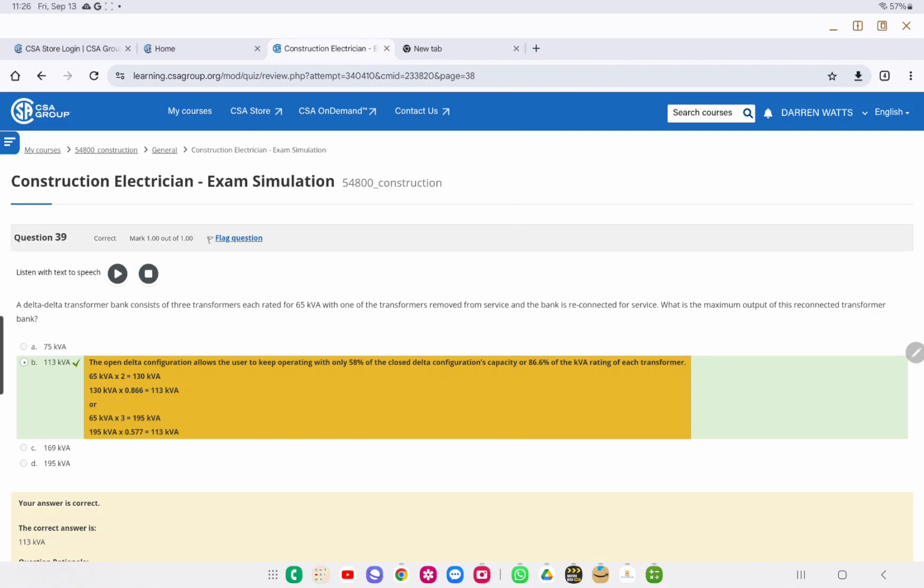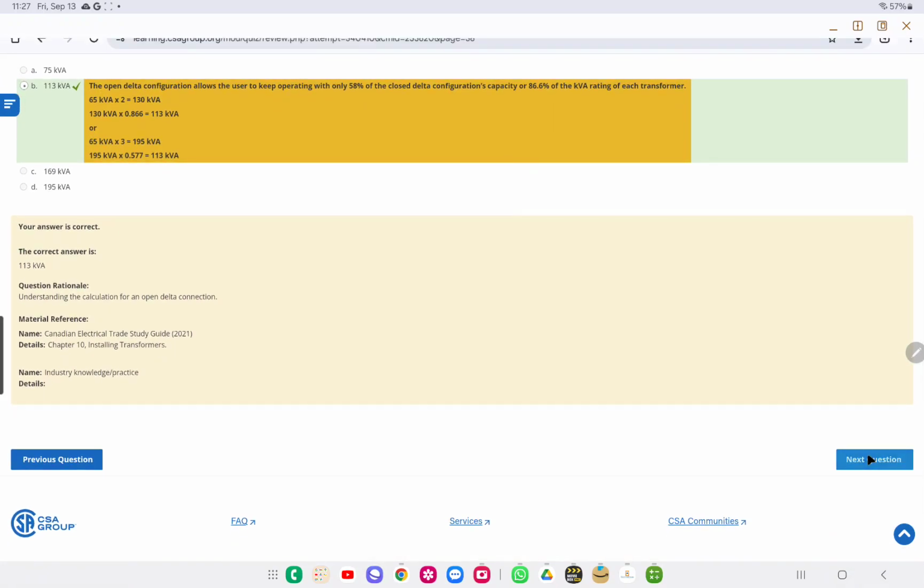You're gonna get 195 kVA, and if you multiply that by 0.577, then you'll also come up with the same answer at 112.5. They round it up to 113, and your answer is 113 kVA. So that's that for this question.